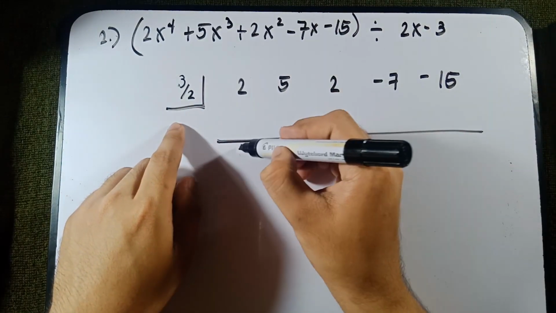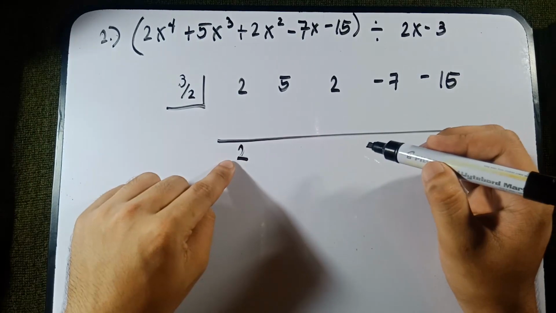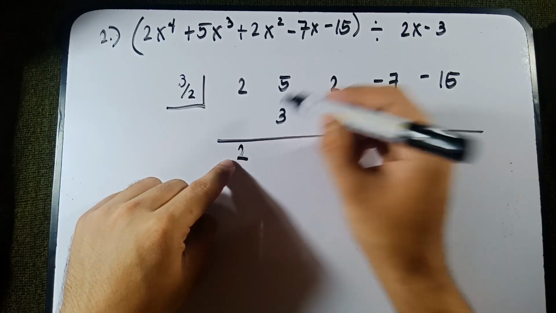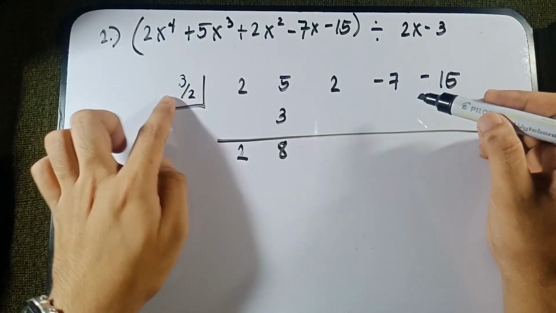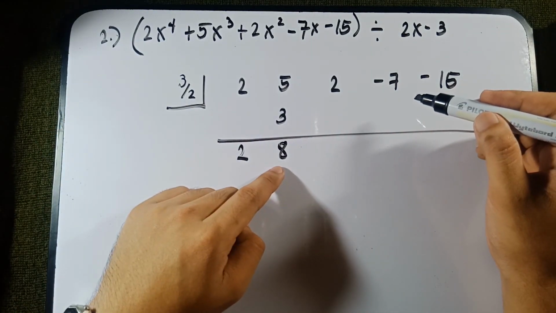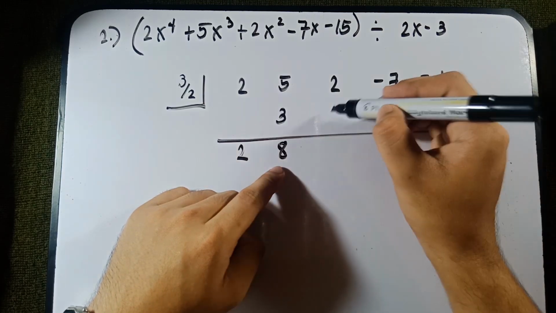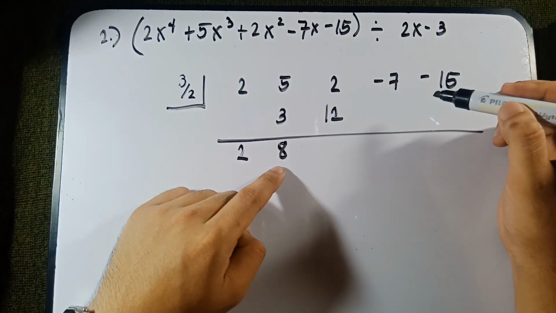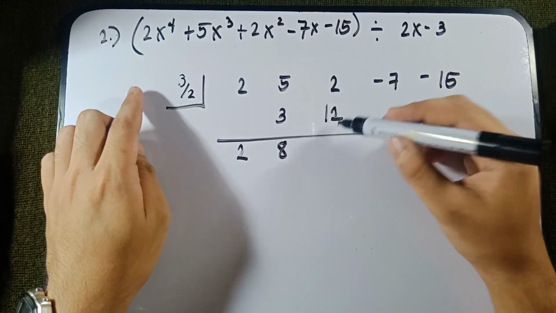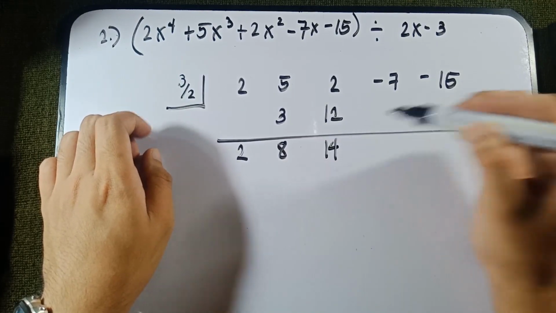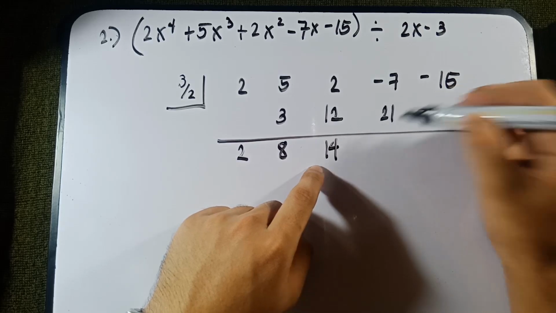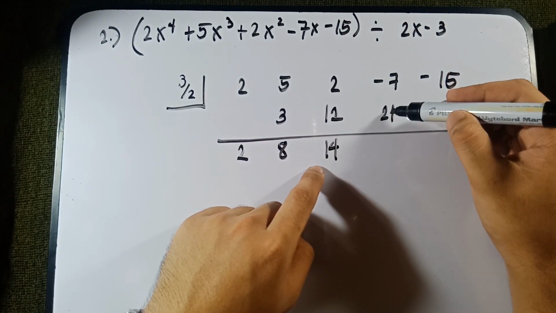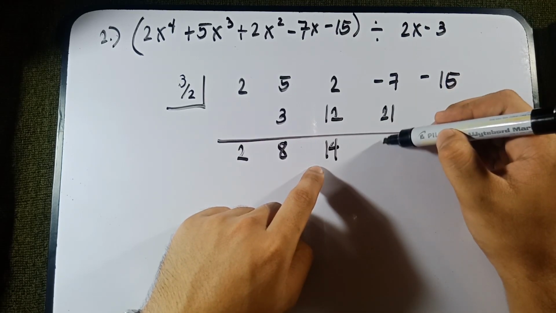So, solve na natin. Baba natin yung 2. So, 3 halves multiplied by 2, that is 3. 5 plus 3, that is 8. So, 3 halves multiplied by 8, that is 12. Then, 2 plus 12, that is 14. So, 3 halves multiplied by 14, that is 21. So, negative 7 plus 21, that is 14 ulit.